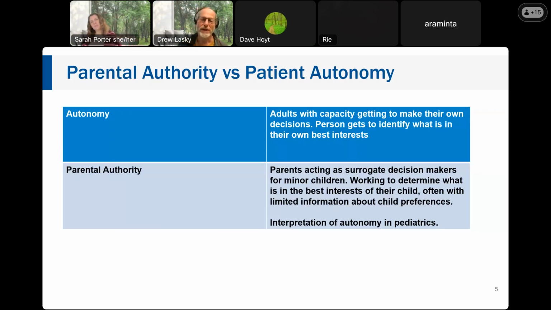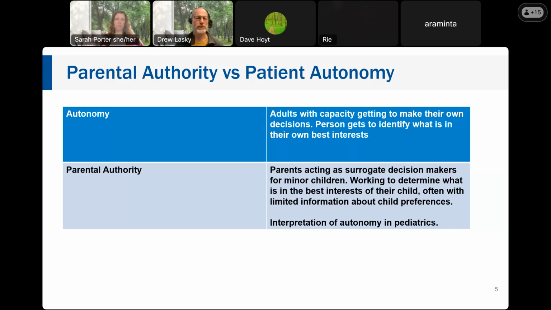In parental authority, the parents are acting as surrogate decision makers for their child. They're working to determine what is in the best interest of their child, often with limited information about the child's preferences. And the idea of comparing autonomy in adults to parental authority in pediatric situations is really not comparable. And the big reason is that the parents, when trying to consider what's in the best interest of their child, are also considering other aspects of their world.